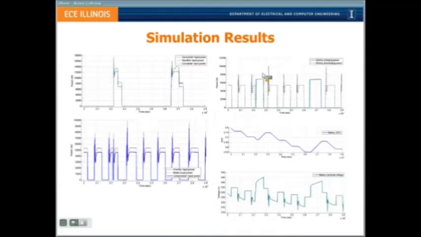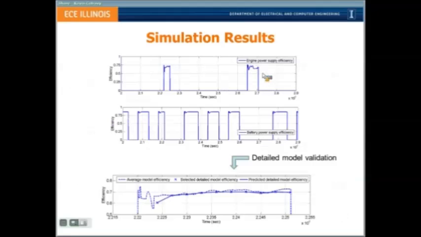We also have all the power levels at each subsystem. This is the generator, rectifier, converter. This is the inverter, motor, and so on. This is battery power, battery state of charge, and the battery terminal voltage. And these two are the efficiency curves we get. The first one is engine power supply efficiency, defined as the power out into the compressor divided by the power required into the generator, excluding the power used to charge the battery. And this one is the battery supply efficiency.